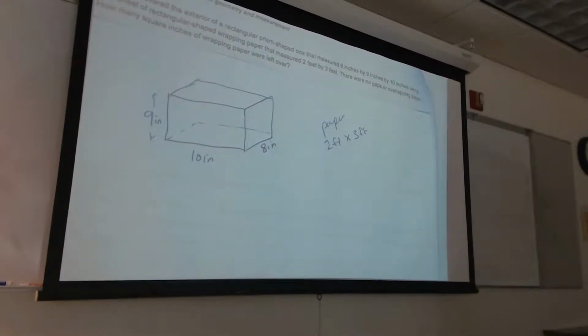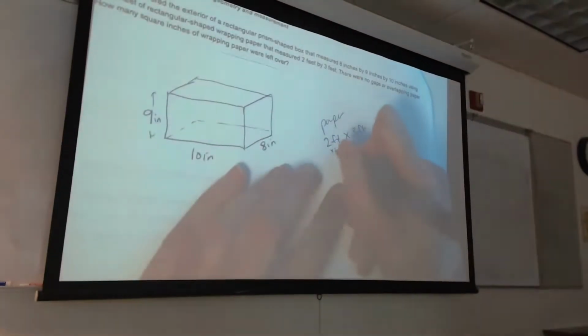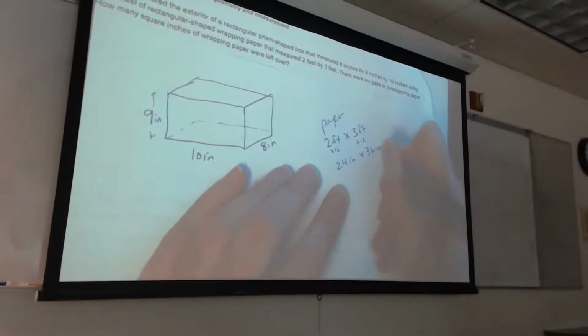So what's the first thing I maybe want to do? Change to inches. So let's change our wrapping paper to inches. Now, how many inches are in a foot? 12. So I multiply both of these by 12. So I have 24 inches by 36 inches.